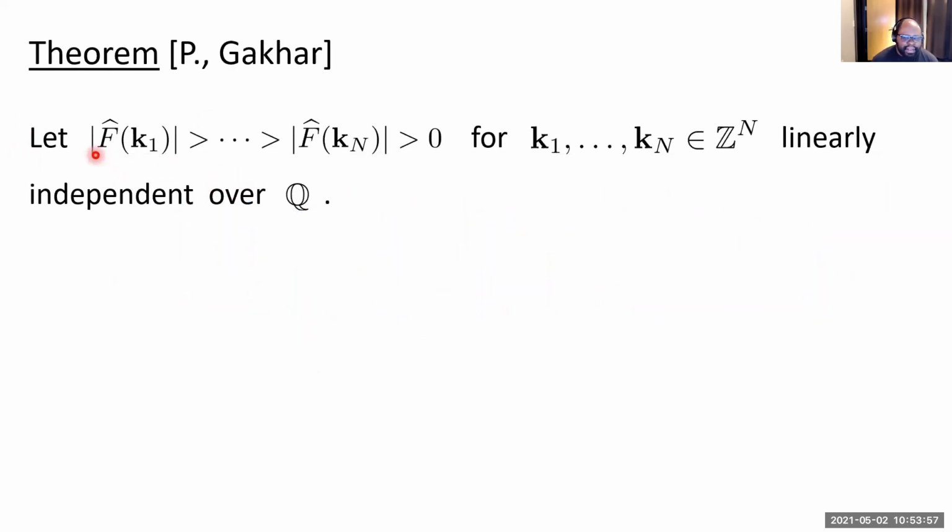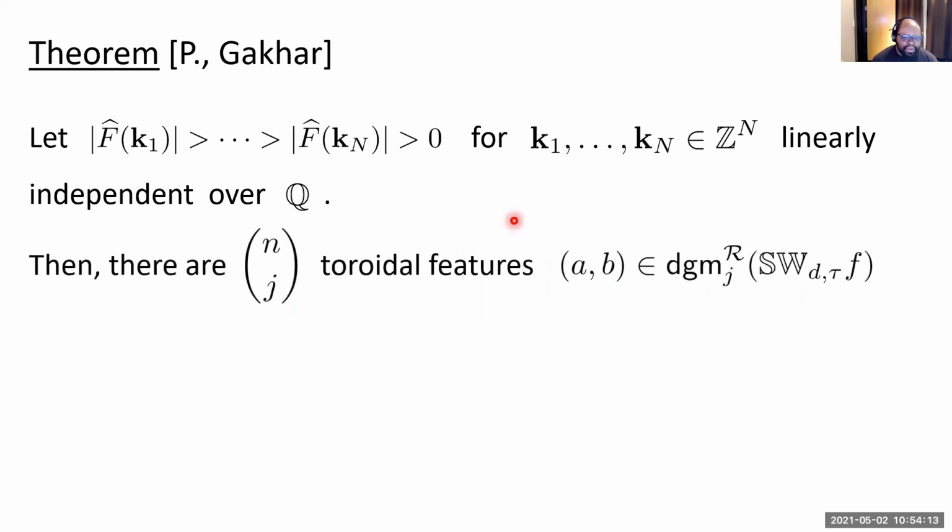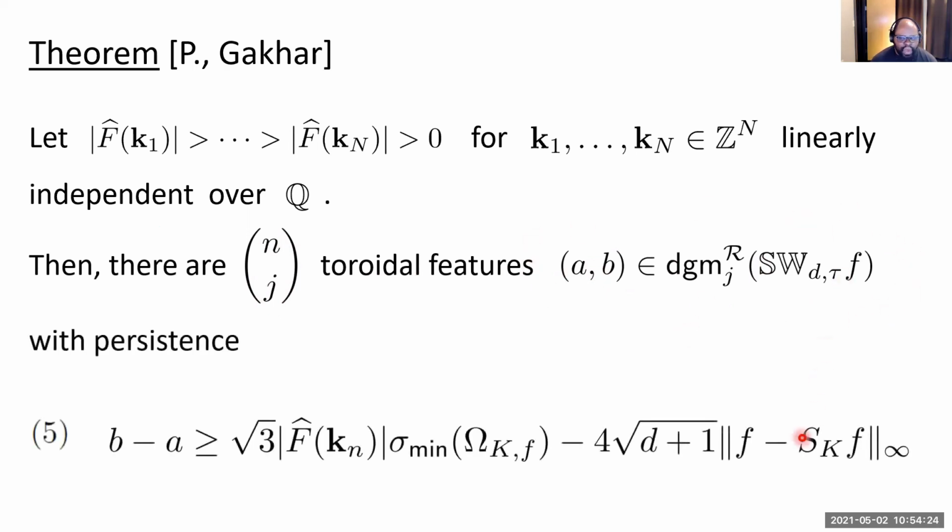Suppose that you order the Fourier coefficients of the quasi-periodic function by magnitude, and you choose n of them which are linearly independent over Q. Then what we can prove is that you have at least n choose j toroidal features in the persistence diagram, whose persistence has to be at least this quantity. So you have as many persistence features as you expect to see in a torus, and we're telling you at least what persistence you should expect.